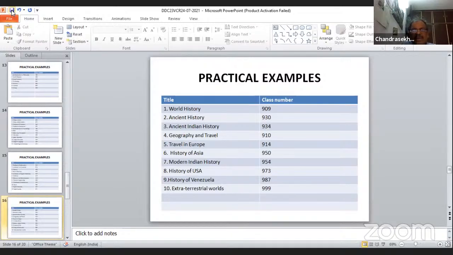So 950 is history of Asia, 960 history of Africa, 970 history of North America, 980 history of South America, 990 is other parts of the world like Australia, Pacific Islands, New Zealand, etc.